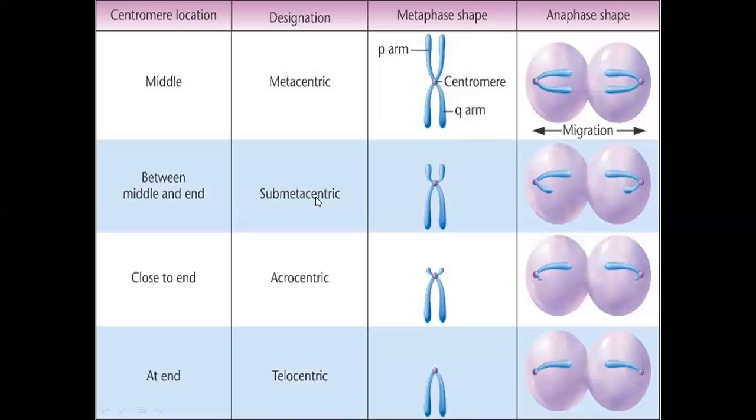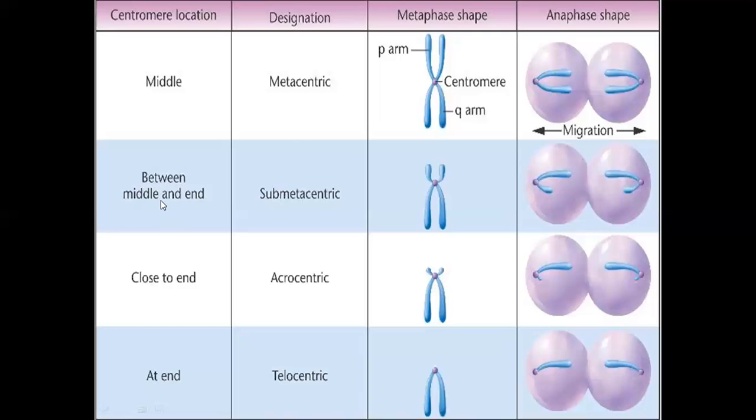In the submetacentric chromosomes, the centromere is located to one side of the center point. That is, the centromere is submedian, not in the center, that is between the middle and the end, so that it divides the chromosome into two unequal arms, a short arm and a long arm, and they look L-shaped in the anaphase. This is the long arm and this is the short arm because the centromere is somewhere between the middle and the end.